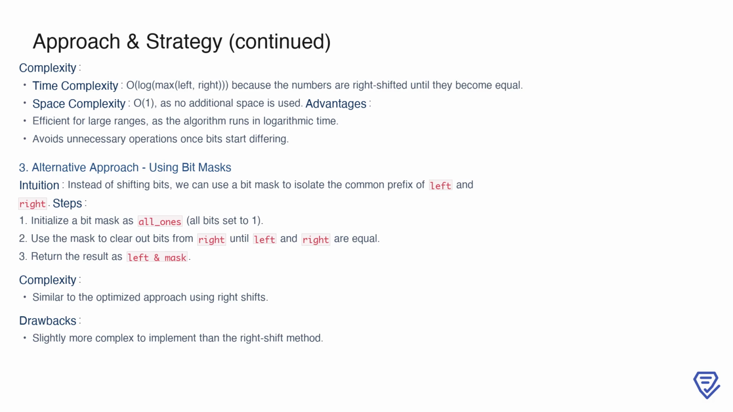Another alternative to this method is the use of bit masks to isolate the common prefix. Instead of right-shifting, we start with a mask that has all bits set to 1 and iteratively clear bits using the mask until left and right are equal. While this method achieves similar efficiency, it introduces slightly more complexity in implementation without offering significant benefits over the right-shift technique. For these reasons, the right-shift approach remains the preferred choice.